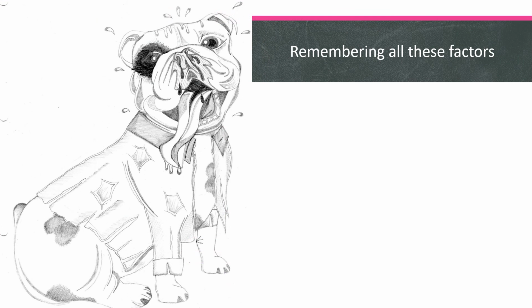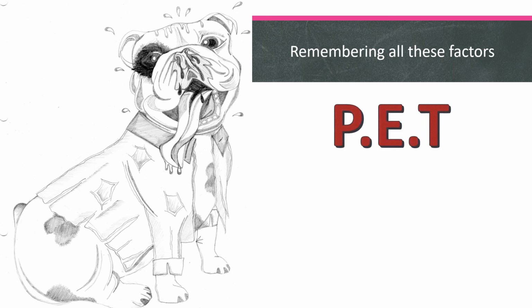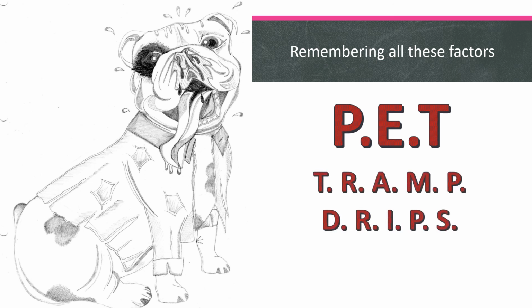So last but not least, how do you remember all these factors? Now, as I said, I have an acronym and my department use it. It's PET. So we have our sociological pet here on the left. It's our little sociology pet. He is dressed as a tramp. He's dripping sweat. And although he's not doing it right now, he's picking his nose. So the easy way we remember this is our PET: TRAMP, DRIPS, PICK.